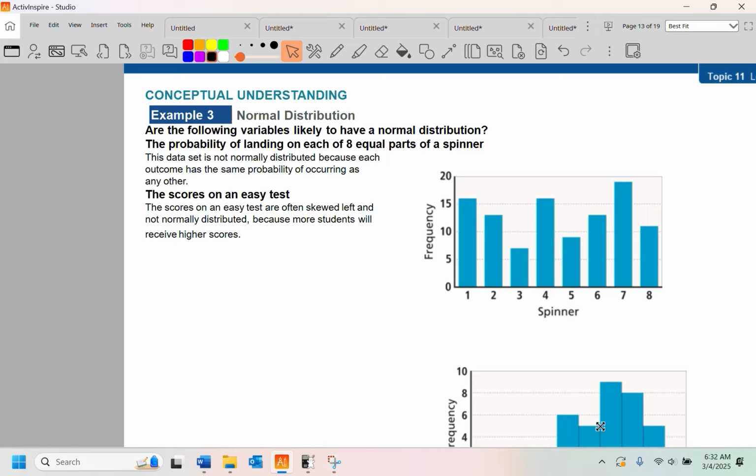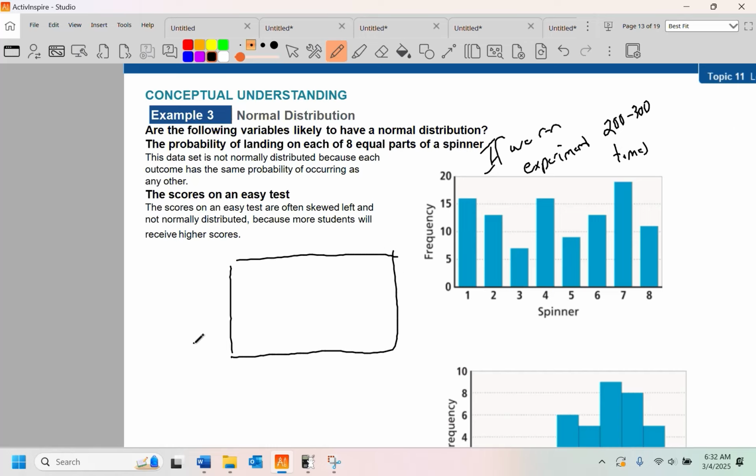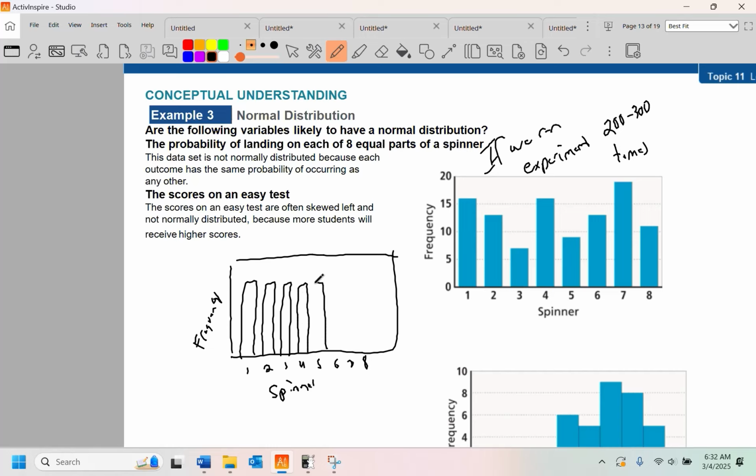And I think if this experiment was run enough times, if we ran the experiment maybe 200 to 300 times, what would happen is the histogram would have the frequency count, the number of times an event happens, and the spinner number. Now, the reason they're saying it's going to happen the same number of times is because the probability of spinning and landing on any number 1 through 8 is 1 in 8. But over time, we would begin to look like this.